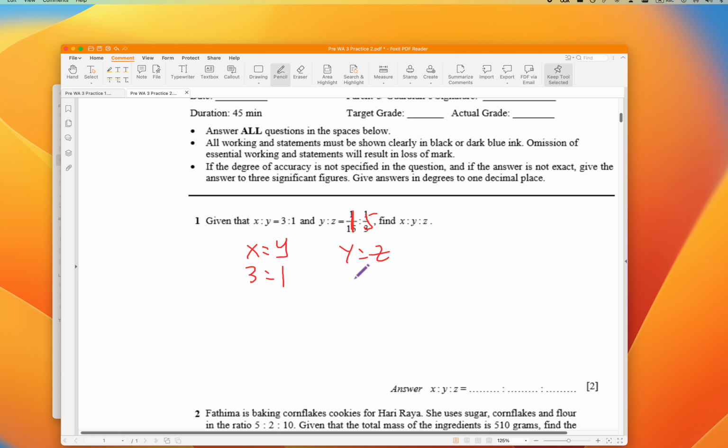But which one is bigger? So it's 1 to 5, right? The z is bigger, right? So in a way, this is 3 to 1 to 5. Understand? Okay. Okay, good.